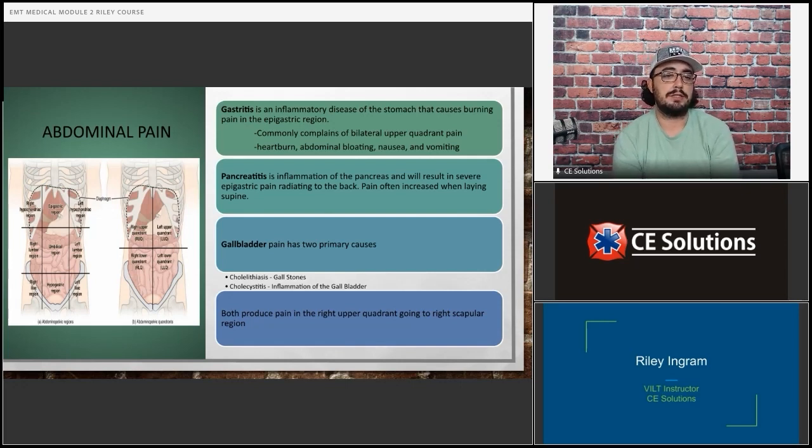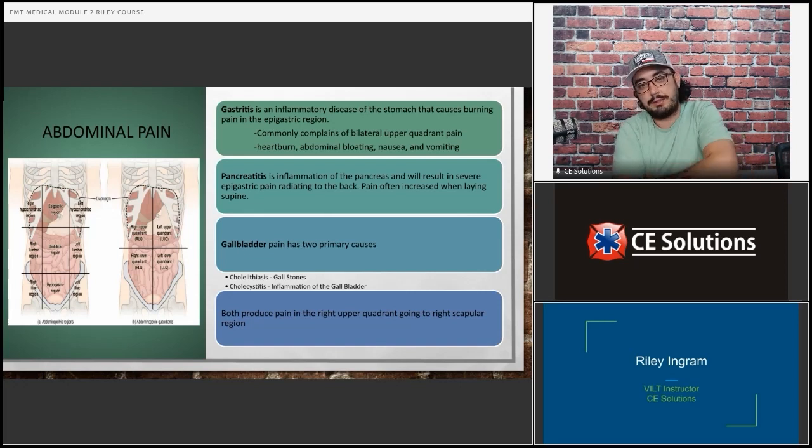Gallbladder pain has two primary causes. You've got cholelithiasis. Wait, no. Cholelithiasis. Yep, that's it. Scrabble word. Gallstones, and then cholecystitis is the inflammation of the gallbladder. So cholelithiasis are the stones, right?